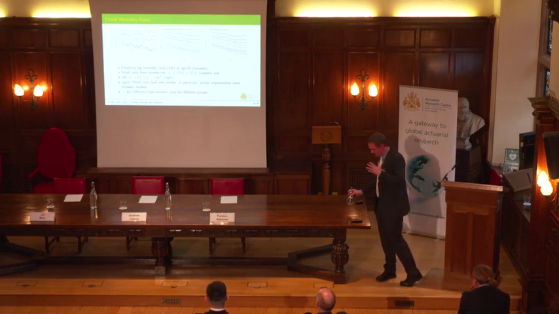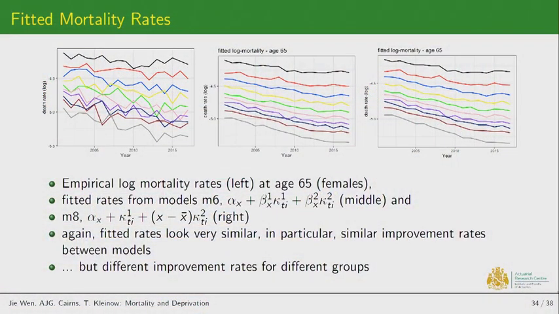On the left, of course, it's the empirical data, again, at age 65. And in the middle and on the right, we have the two fitted curves as mortality curves as functions of time now for a specific age from the two models. Again, there are hardly any differences.